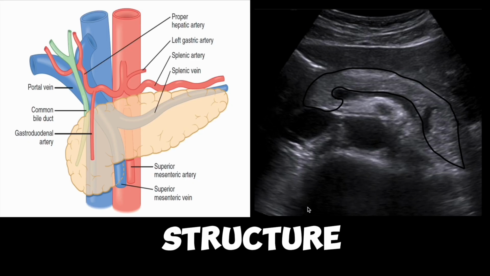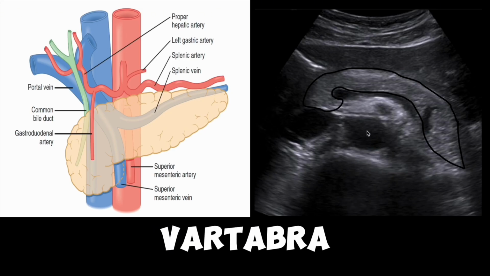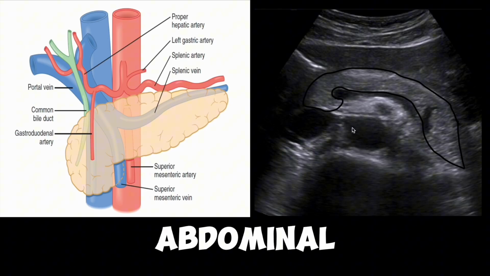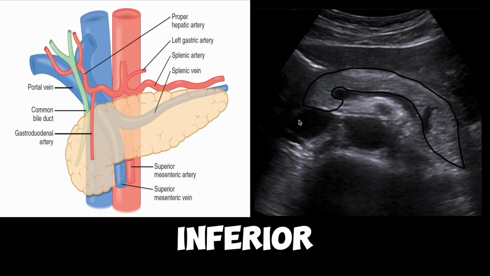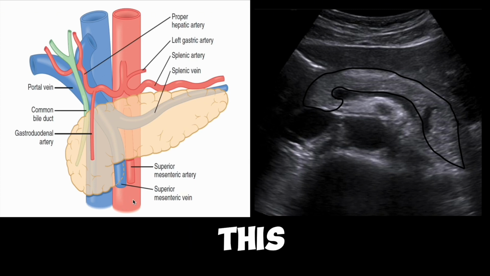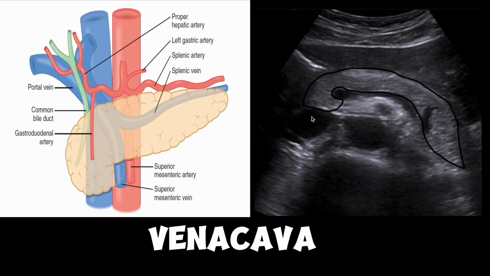The most posterior structure in this diagram is the vertebra. Just in front of the vertebra on the left side, this is the abdominal aorta. And just anterior to the vertebra on the right side, this is the inferior vena cava. So this is the aorta, this is the inferior vena cava. Here in this diagram, this is the aorta and this is the inferior vena cava.